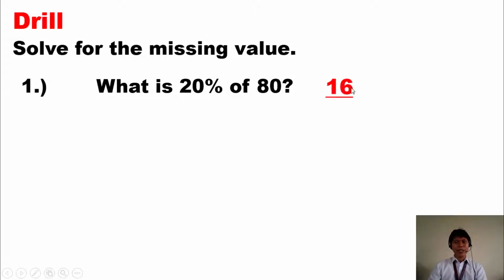Okay, so the correct answer is 16. How did we do it? It's just simply 8 times 2. We'll just remove this one to cancel out the percent sign, so the two zeros. So 8 times 2 is 16.